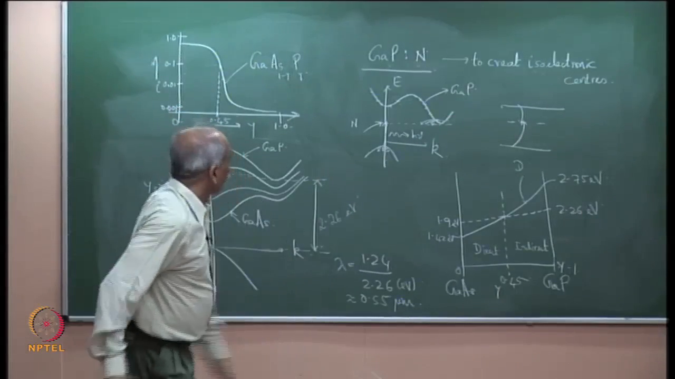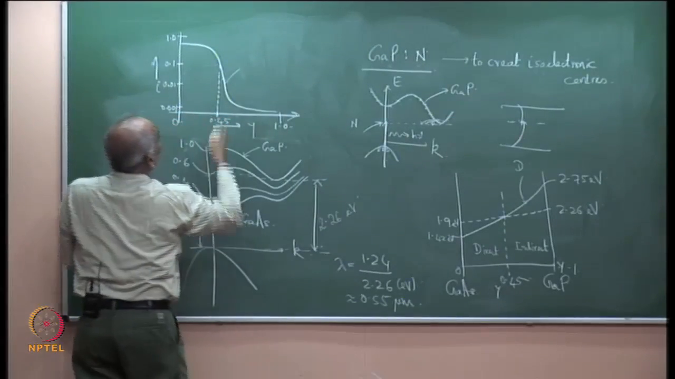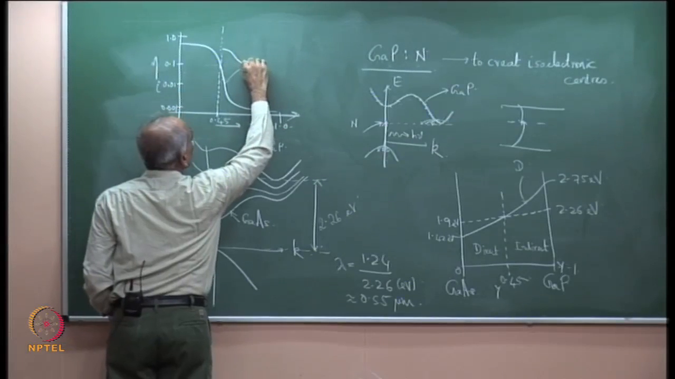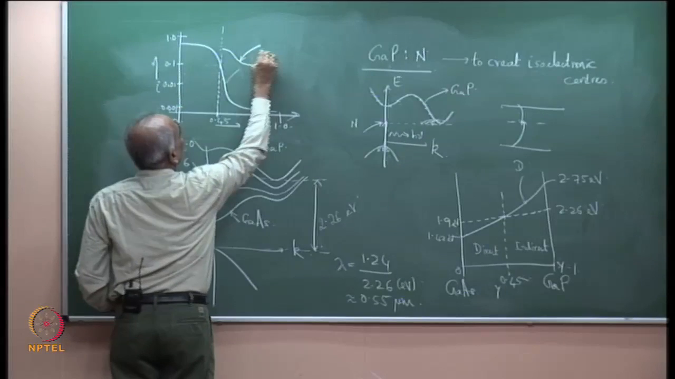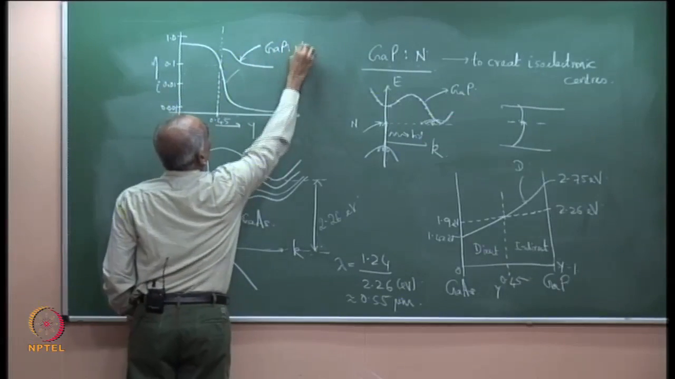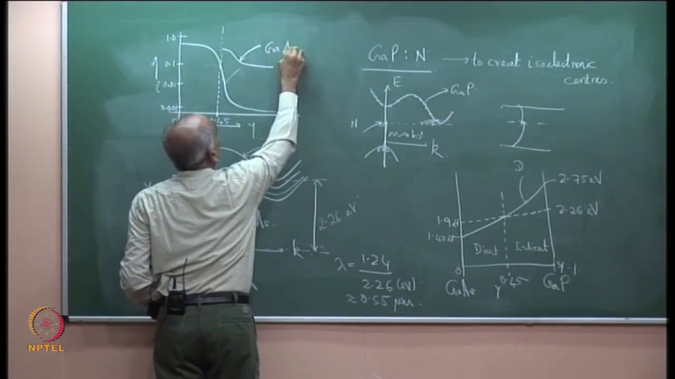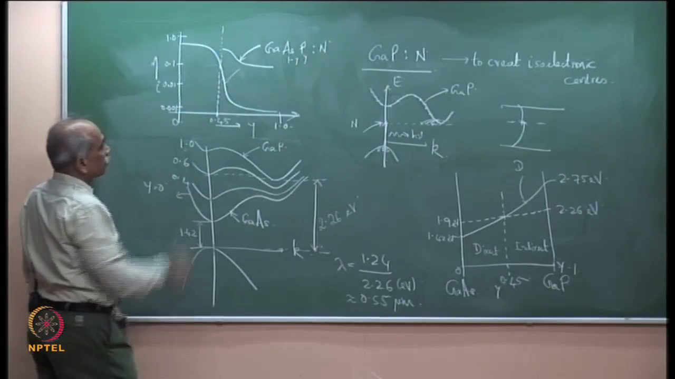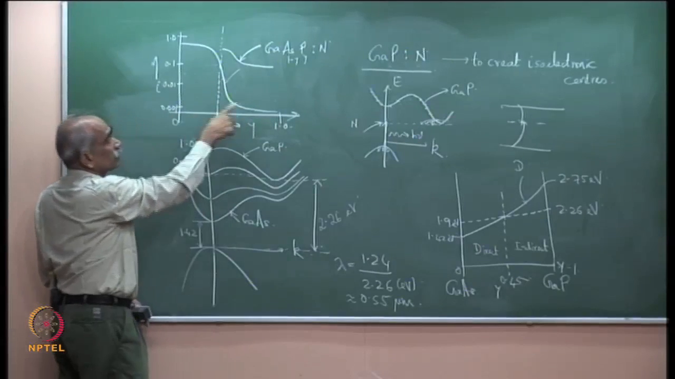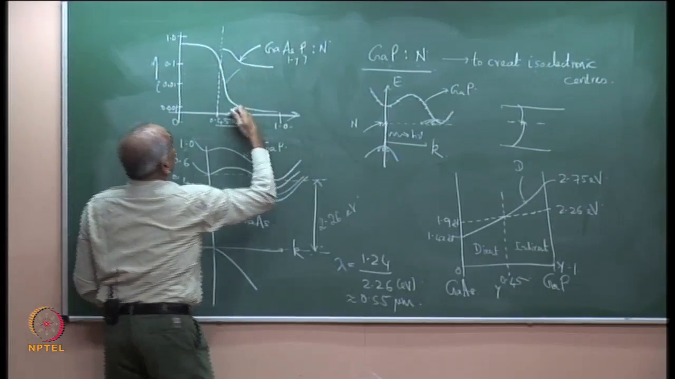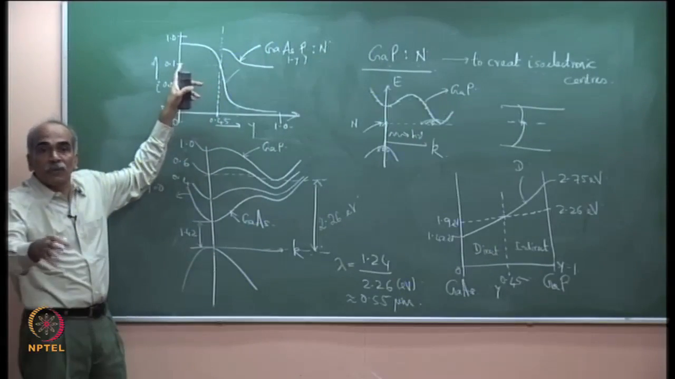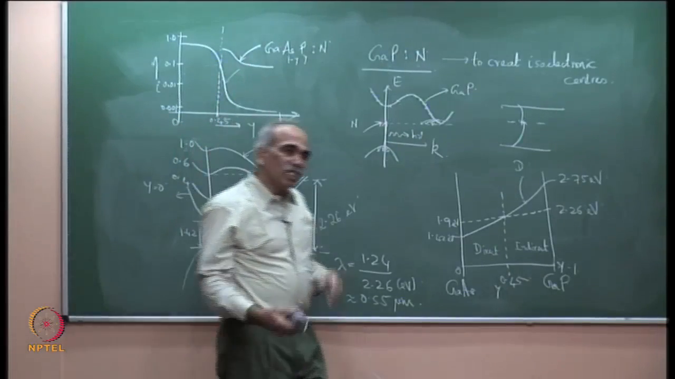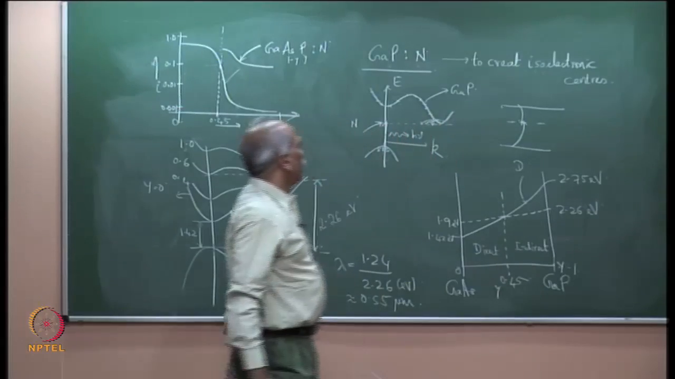So for the visible LEDs that we see, if you dope this with nitrogen, the graph of eta I changes. This is gallium arsenide phosphide, GaAs 1 minus y P y, with nitrogen doping. This is pure gallium phosphide where eta I has gone down because it's an indirect band gap material. With nitrogen doping, eta I is lifted to numbers like 0.1, 0.2. And therefore, you have been able to raise the internal quantum efficiency. So the visible display LEDs that you see are usually made of this material.